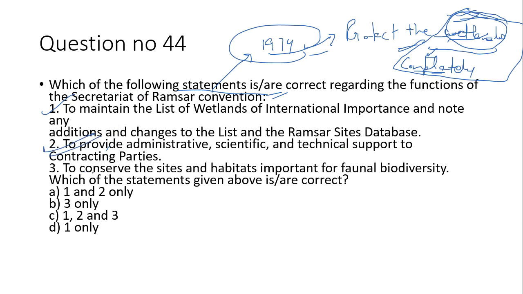Statement number 3 is to conserve the sites and habitats important for faunal biodiversity. So it also seeks to conserve the sites and habitats which are important for flora and fauna biodiversity. So this statement is also correct. So all statements are correct and C is the right option for this question.